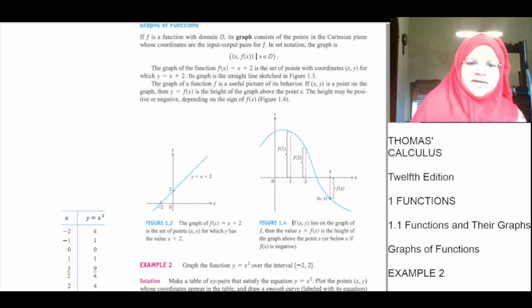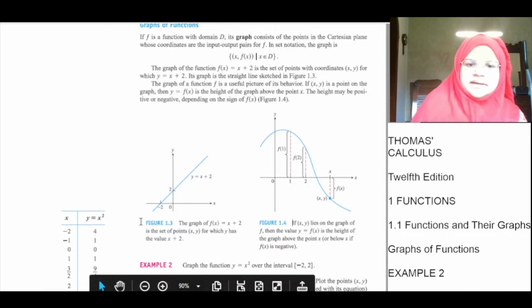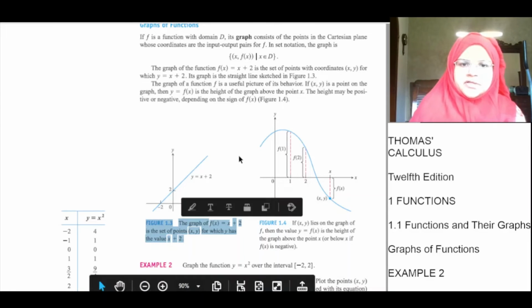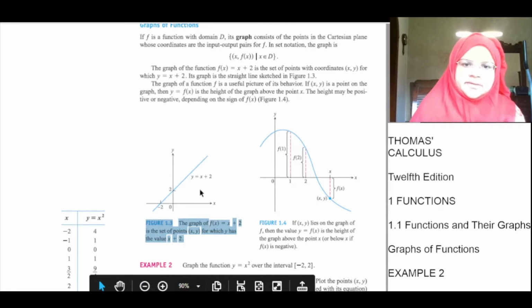If we look at figure 1.3, we see that the graph of f(x) = x + 2 is the set of points (x, y) for which y has the value x + 2. y = x + 2 tells us that the gradient is 1 and the y-intercept is 2.